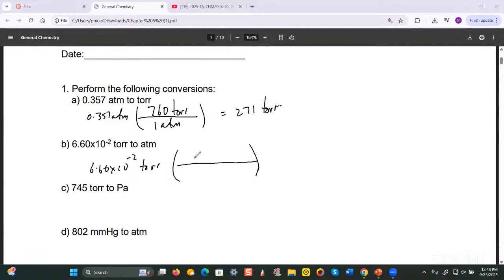I'm sorry, 760 torr on the bottom, 760 torr below. And what goes up here? One atmosphere. Okay, very good. So, let's see here, 6.60 times 10 to the minus 2 divided by 760. And according to my calculation, this gives 8.68 times 10 to the minus 5 atmospheres. Okay, the next one, 745 torr to pascals. Okay, so what goes below and what goes above?